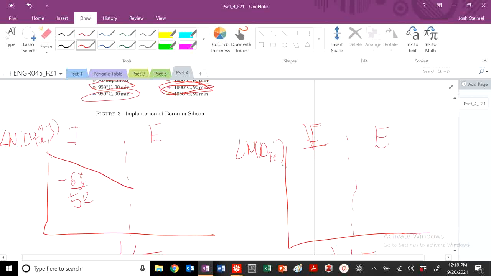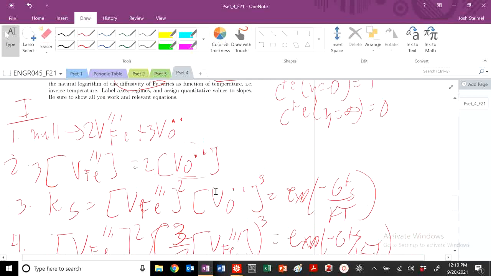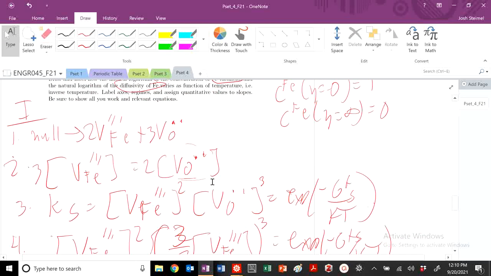So again, we're still in the intrinsic regime, so I'm looking at diffusivity. So this is going to be minus G formation of Schottky over 5k minus G_m. That's it. Now, extrinsic defects. So let's get into that.